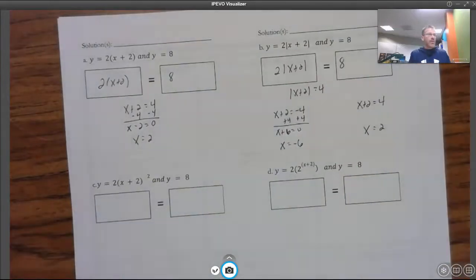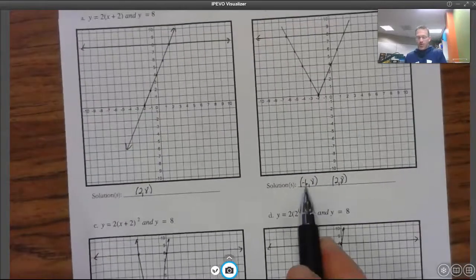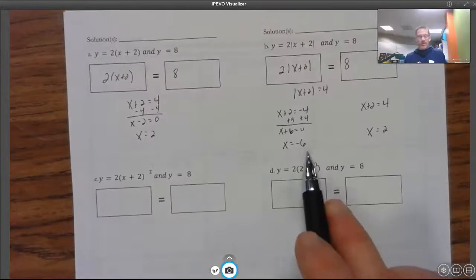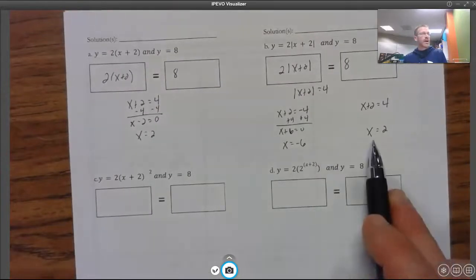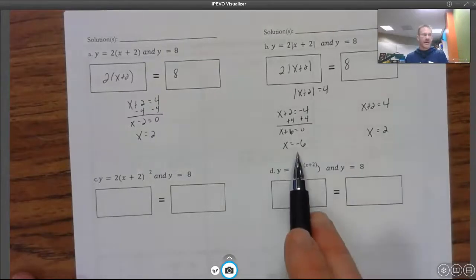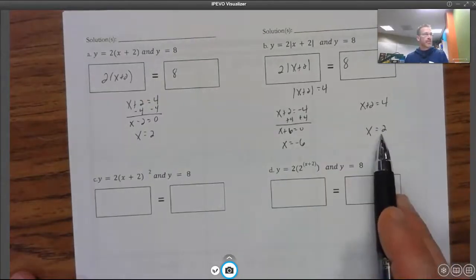And then notice if we go back to our graph, where do these two functions intersect? Negative 6 and 2, at 8. And then we can see that that's where the negative 6 and the 2 come from, right? So we're solving for that value. Where do they intersect? They intersect at negative 6 and at 2.